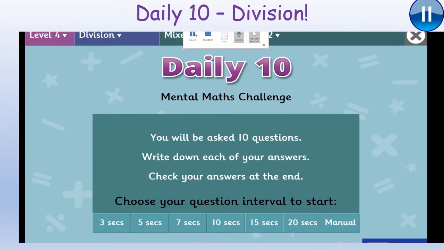So today we're going to warm up with our daily 10 looking at division. I'll give you 7 seconds again. Make sure you write 1 to 10 down on your paper ready. And check your answers as quickly and carefully as you can before we mark them. Good luck!